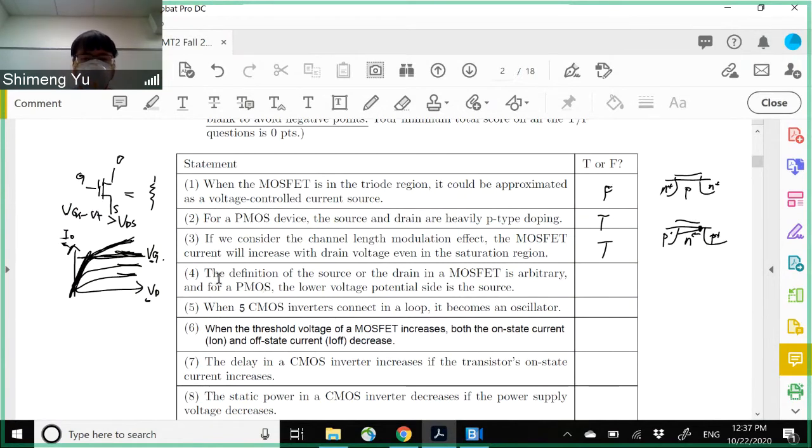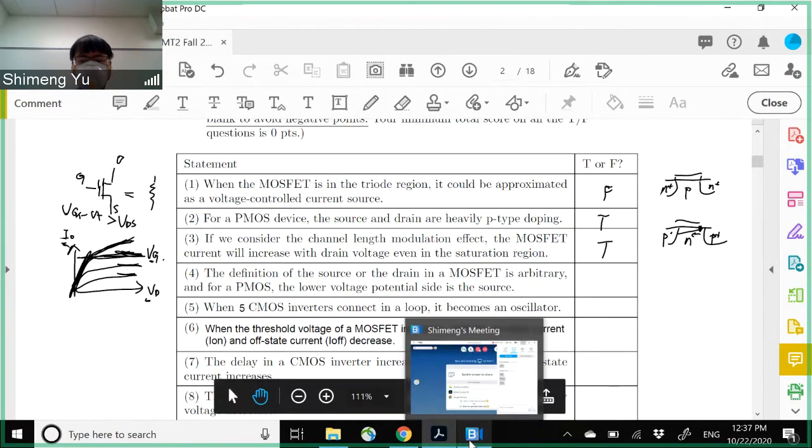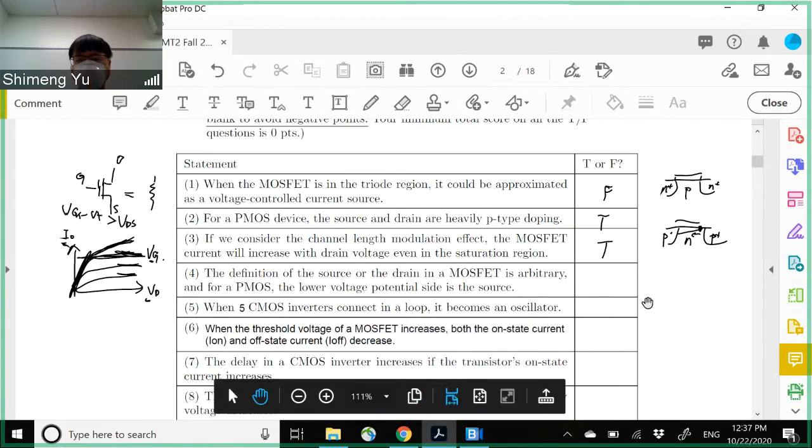Okay, so number 4. The definition of the source and drain in the MOSFET is arbitrary. For a PMOS, the lower voltage potential is the source. 10 seconds for you.